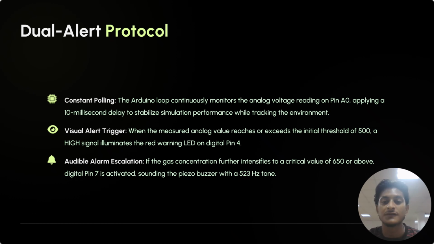Our code uses this analog data to create two levels of safety. At a reading of 500, which represents the moderate smoke level, the Arduino triggers a red light on pin 4 as a visual warning. If the situation escalates and the readings hit 650, the system triggers the piezo buzzer on pin 7 to sound a loud alarm at 523 Hz. This shows how we can take raw transducer data and turn it into a functioning safety instrument.